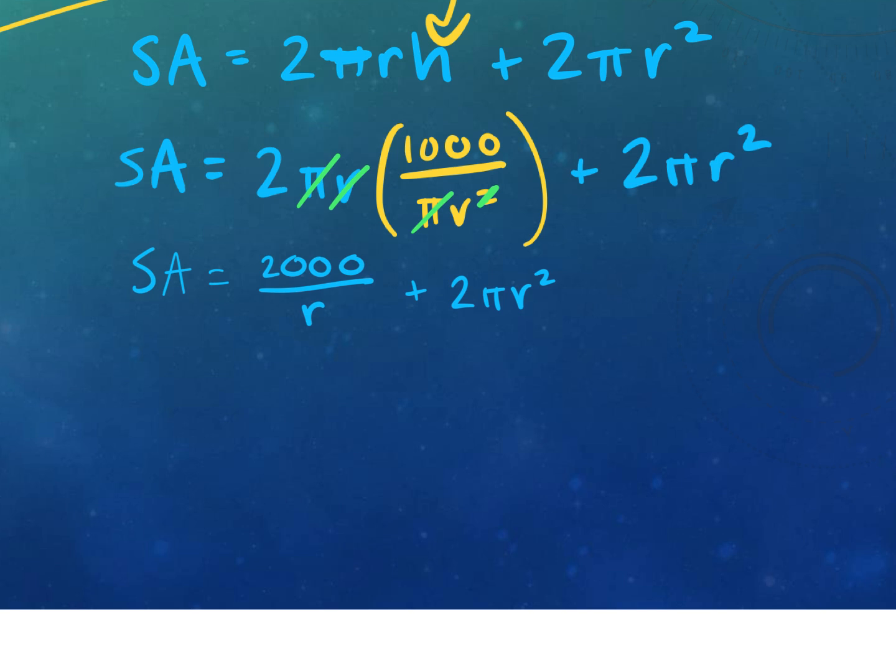Now I need to take the derivative of this. Before I take the derivative, what's a better way that I could write it that'll make finding the derivative easier? Awesome. Let's move the r to the top. So 2,000 times r to the power of -1.